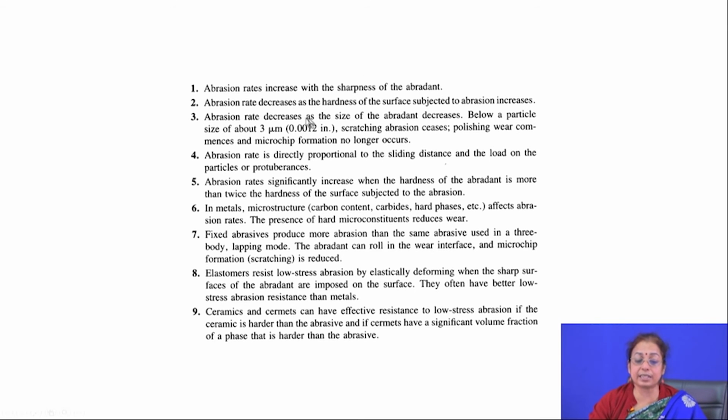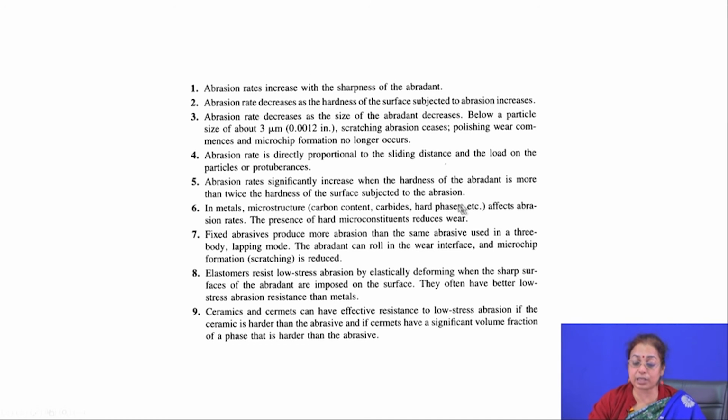Then abrasion rate decreases as the size of the abradant decreases below a particle size of about 3 micron. Scratching abrasion ceases, polishing wear commences, naturally microchip formation will be there. It is directly proportional to the sliding distance and the load of the particle. If you go on decreasing the load, naturally the rate of wear decreases, and it slightly increases when the hardness of the abradant is more than twice the hardness of the surface subjected to the abrasion.